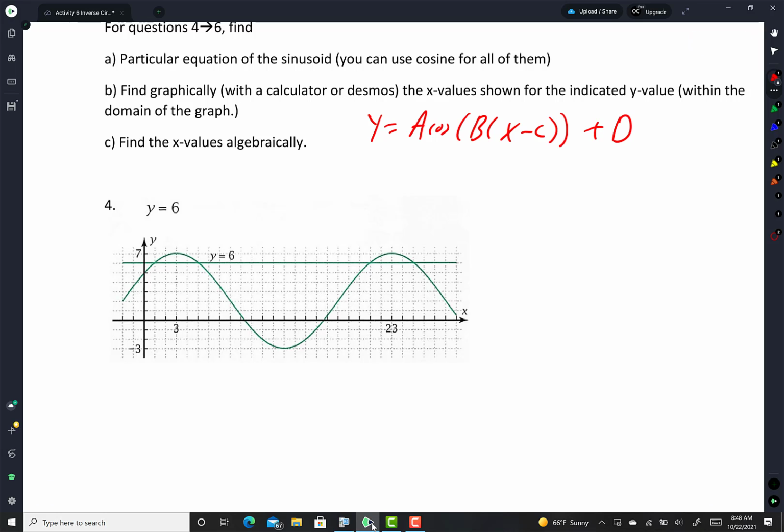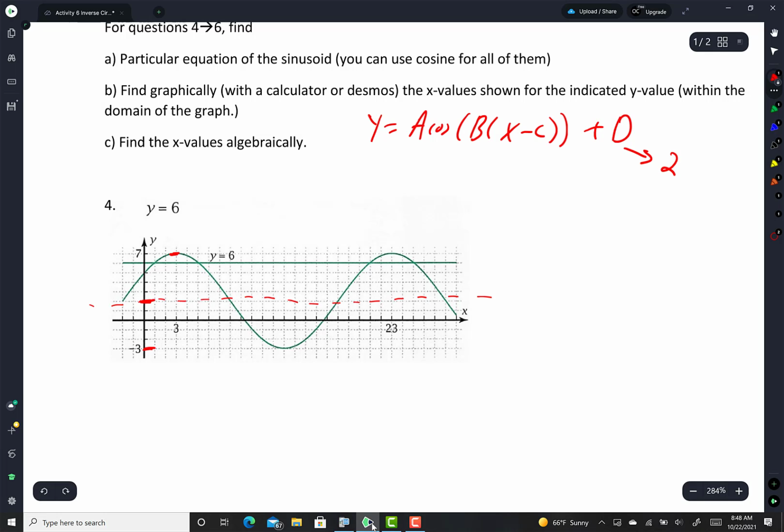Where is the midline? Let's see. The highest is 7. The lowest is -3. 7 plus -3 is 4. 4 divided by 2 is 2. So the midline is 2. So the d is 2.